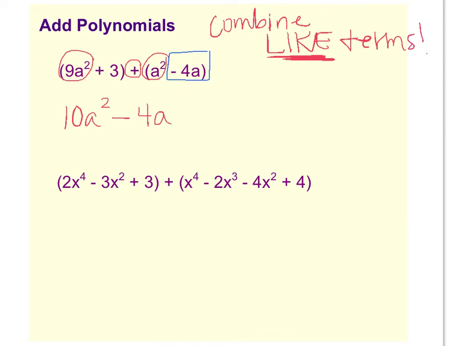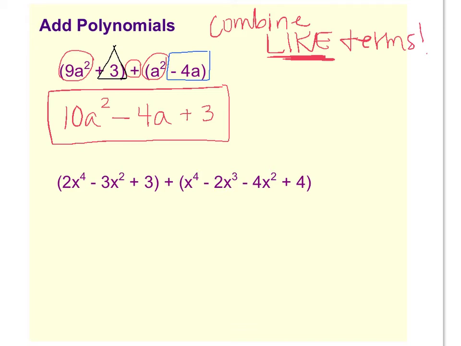And the last thing we're going to look for is any constant terms. This plus 3 right here, that's a constant term. You look for any other constant terms to combine it with, and because there are none, we'll just say plus 3 on the end. Then every single like term got combined, and that will be our final answer for that example.